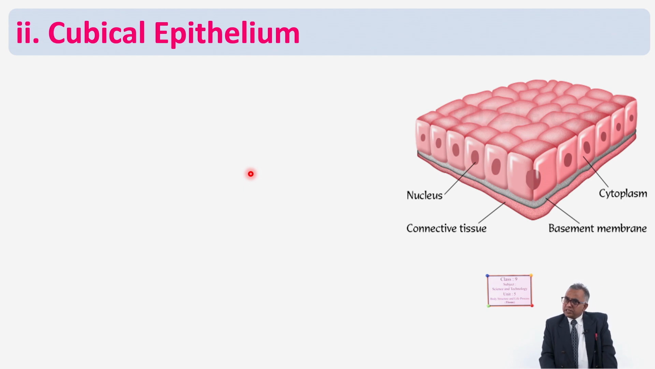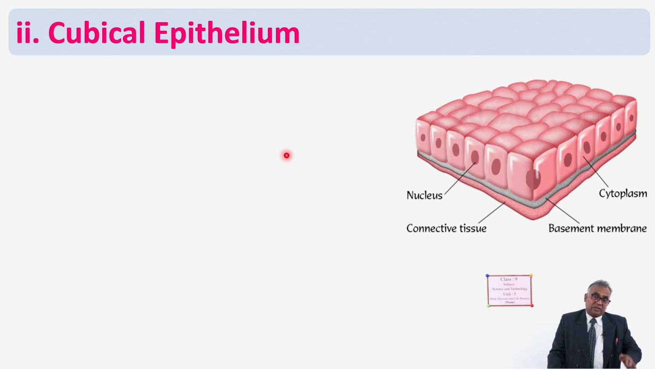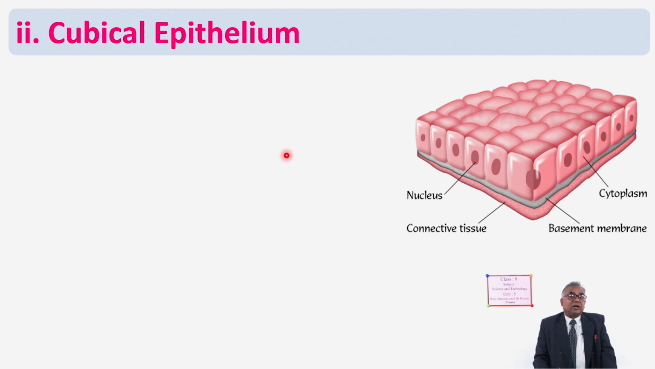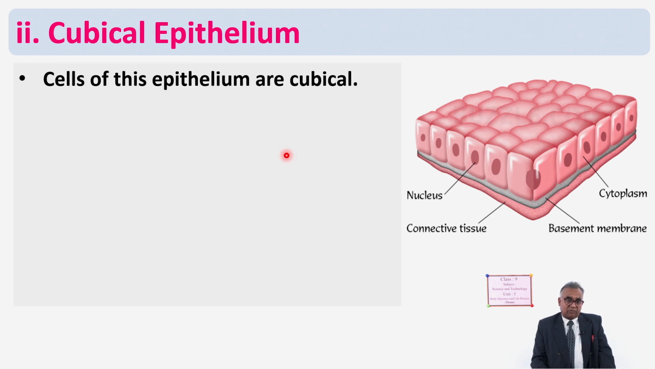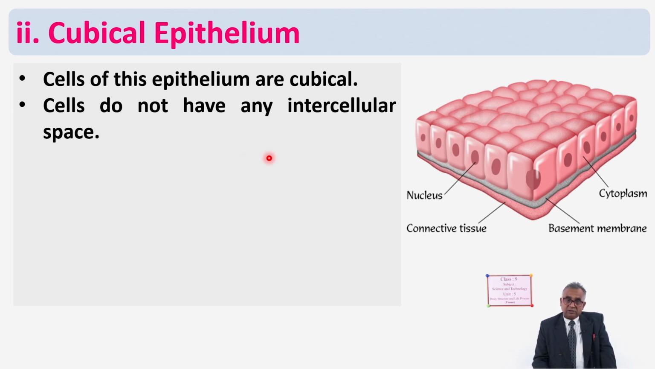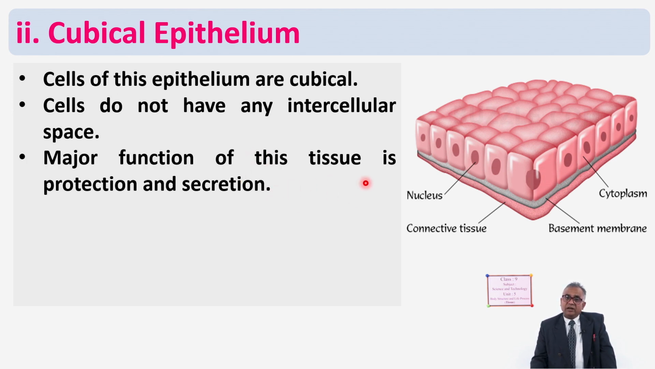Now, what is its feature? Here in the diagram, first study the basement membrane. Cells are cube shaped. The main feature is that, like other epithelial tissues, it also does not have any intercellular space. Okay. And it is especially found covering and lining ducts. Ducts means tubes, vessels inside our body. Cells of this epithelium are cubical. Cells do not have any intercellular space. Major function of this tissue is protection and secretion.